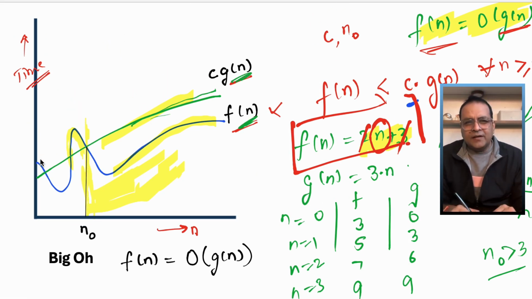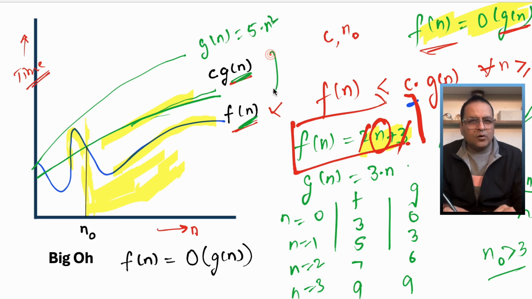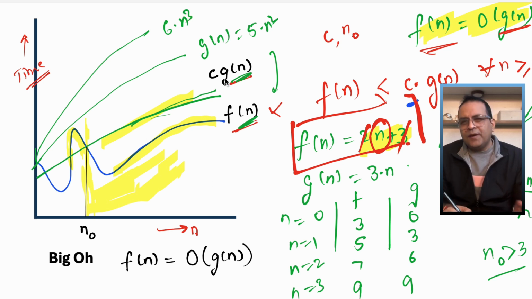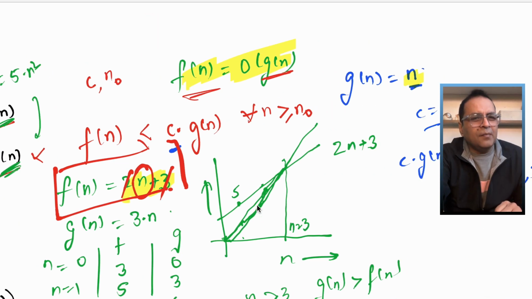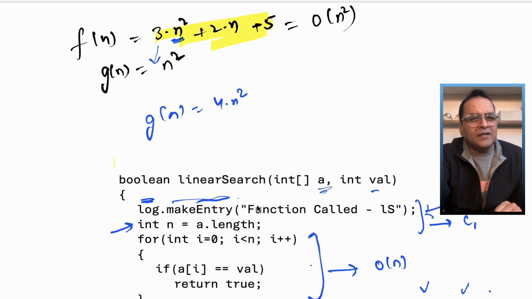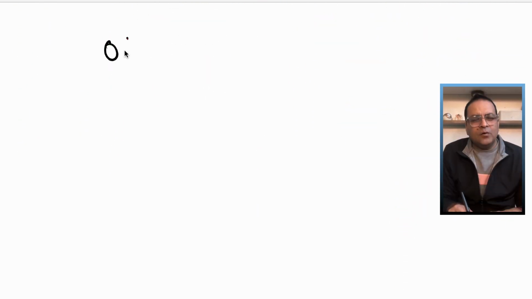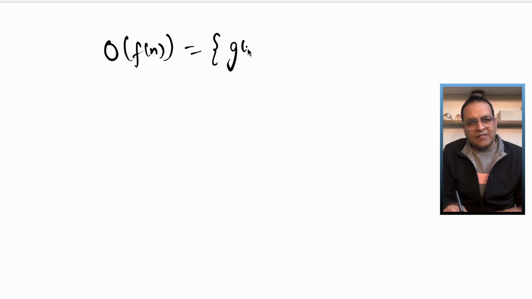From the same graph, we can conclude that g(n) equal to 5 into n square is also big O of n. We can also conclude that 6 into n cube is also big O of f(n). So all of these functions are upper bounds for function f(n). So when we say upper bound, it is not just one function. The big O of f(n) is a set of all the functions g(n).